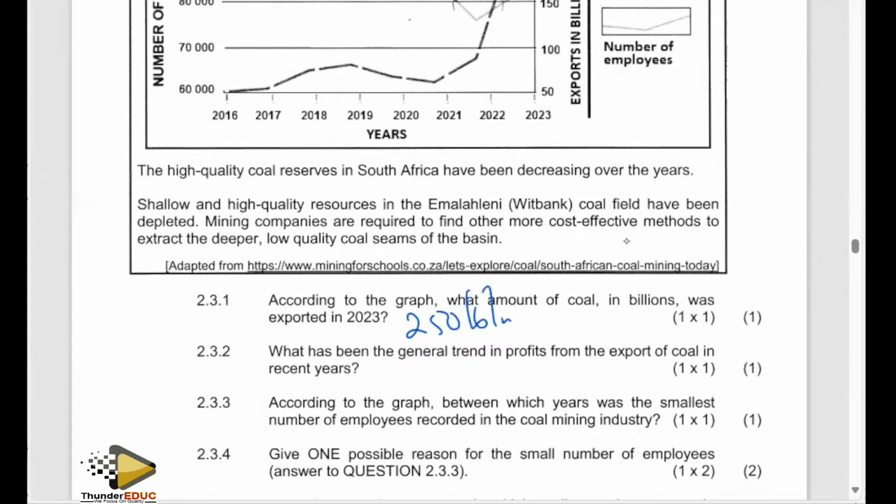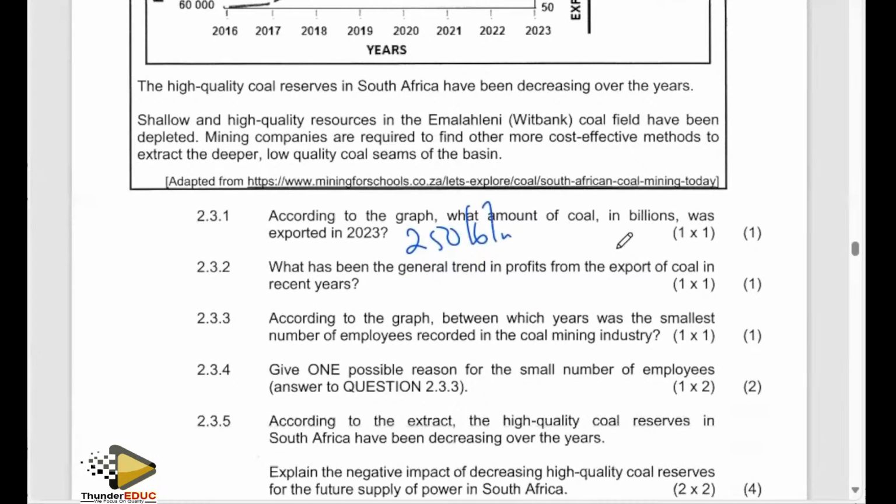Right. Go on to the next question. What has been the general trend in profits from exports of coal in the recent years? When we're looking at a trend, we are looking at whether there was an increase or a decrease. If you want to be specific, then you describe whether it's a sharp or a gradual increase, or a sharp or a gradual decline. But basically a trend is either increasing or decreasing.